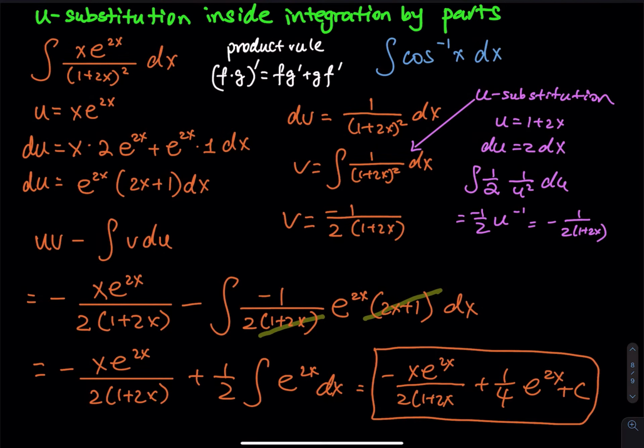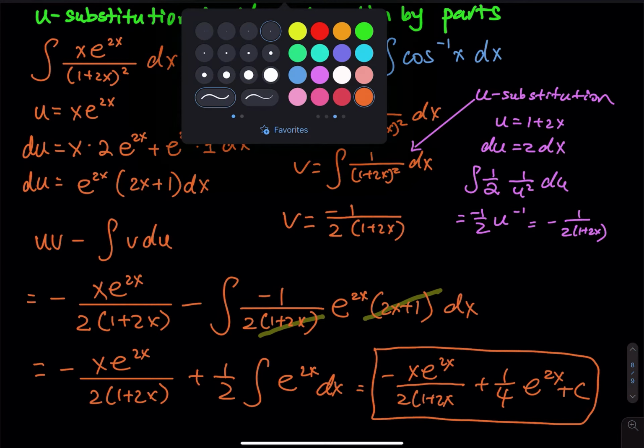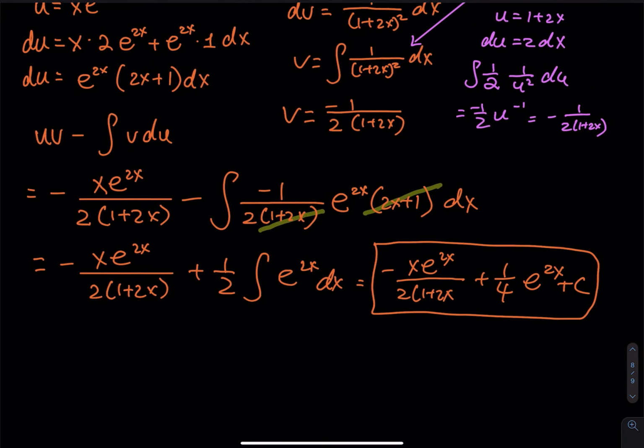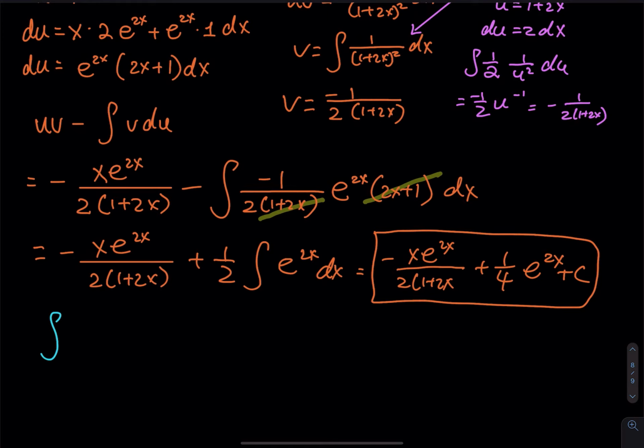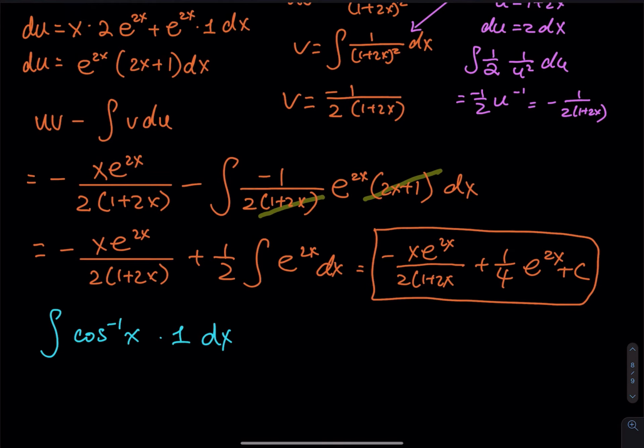Let's take a look at the inverse cosine. At first look, it looks like there is nothing we can do. This one you can easily run into a mistake. So let's do the integral right here. We have the integral of inverse cosine x. Let's do a times 1 dx. That doesn't change the integrand anyway.